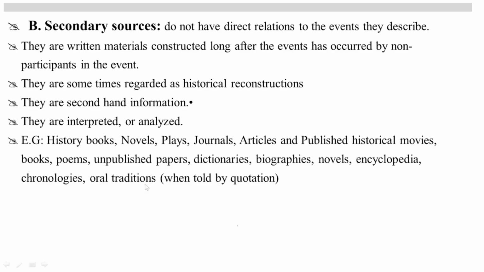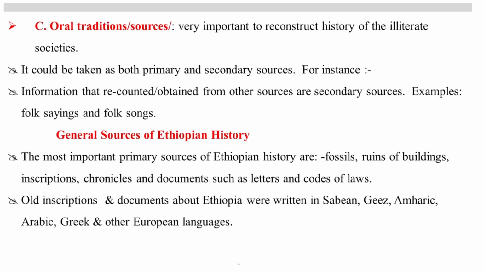This is the first key element of history. The second key element of history is, for example, oral tradition. When we look at it, it is very important to reconcile the history of the illiterate society. What does oral tradition mean? Information which is transmitted from generation to generation by the word of mouth.